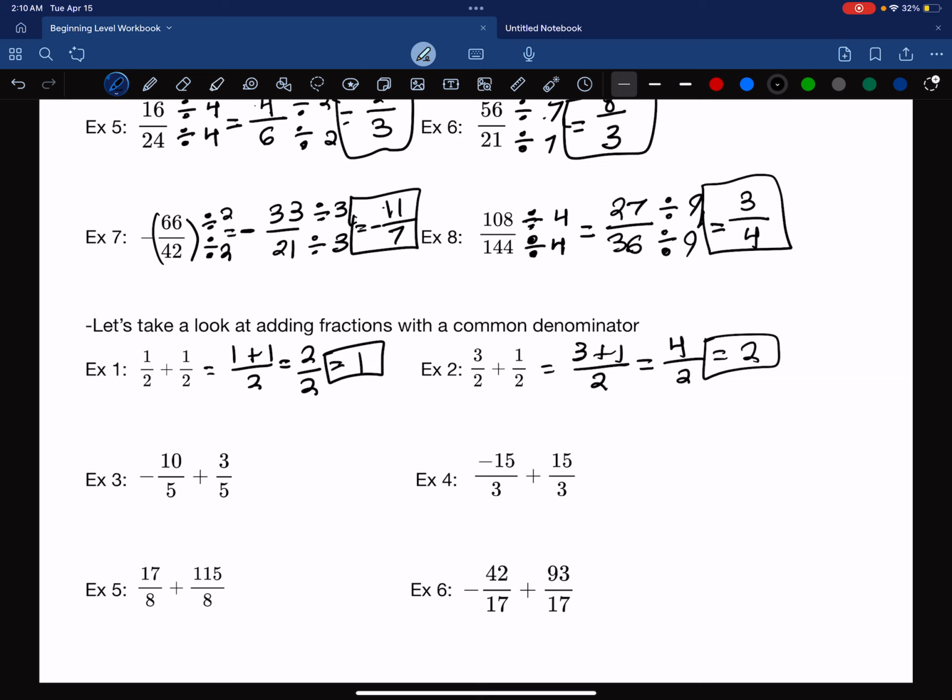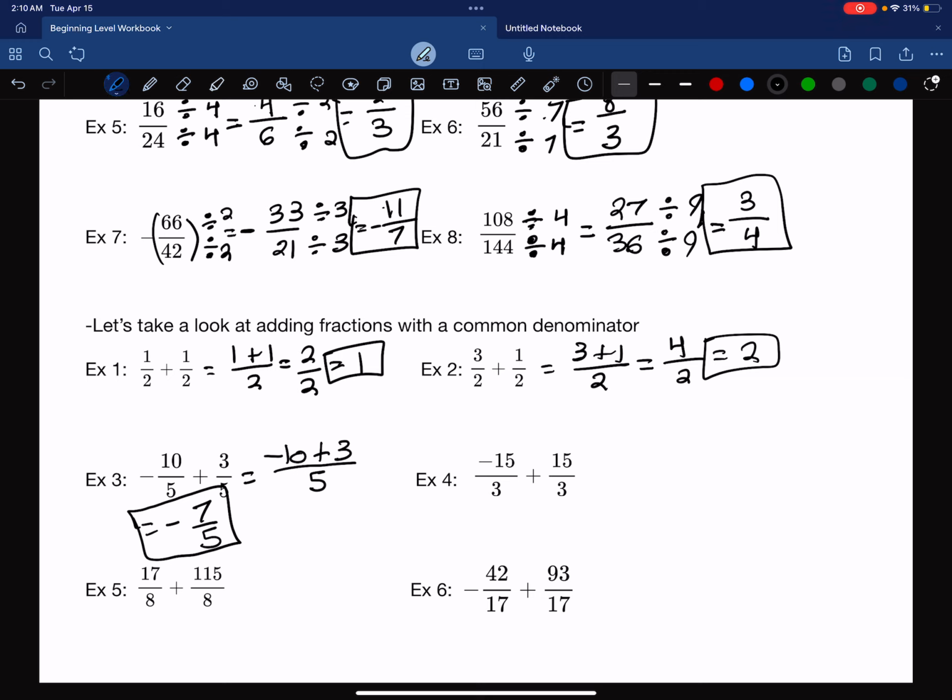Looking at example 3, we have negative 10/5 plus 3/5. So we're going to take this negative, bring it up top. So we're going to have a negative 10 plus 3. We're going to divide that by 5. Negative 10 plus 3 is negative 7. So we're going to have negative 7, and then that's going to be over 5. So negative 7/5 is our answer.